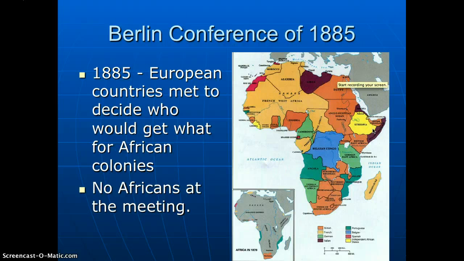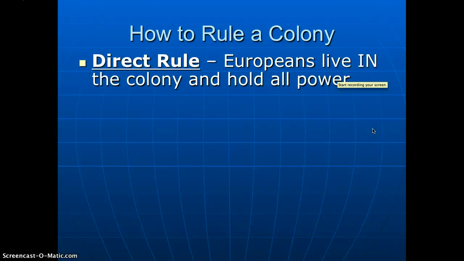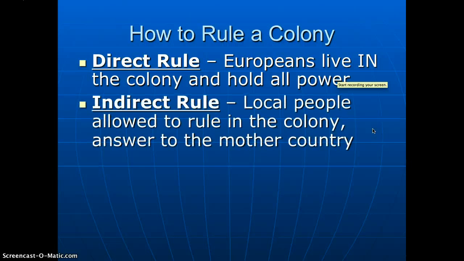By the way, no Africans at this meeting. These African people did not have a say over whether or not their nations would be colonized and how that would go down. So there are a couple different ways to rule these colonies. One is direct rule, where Europeans live in the colony and hold all the power. Africans have no power in this model. And then there's indirect rule, where local people are allowed to rule in the colony and answer to the mother country.